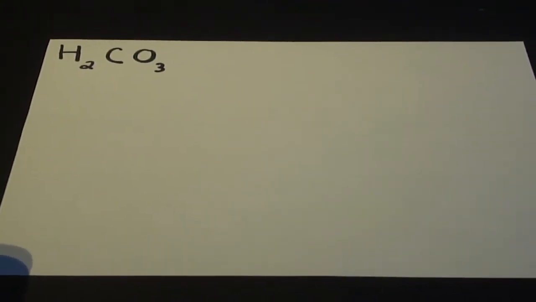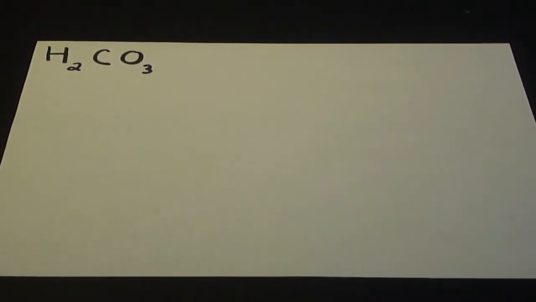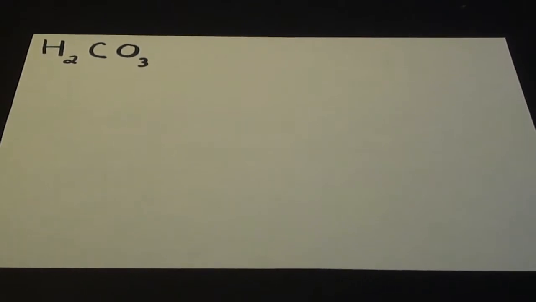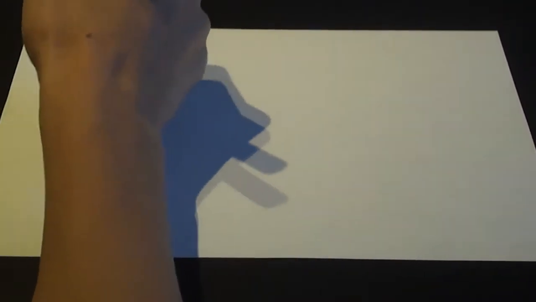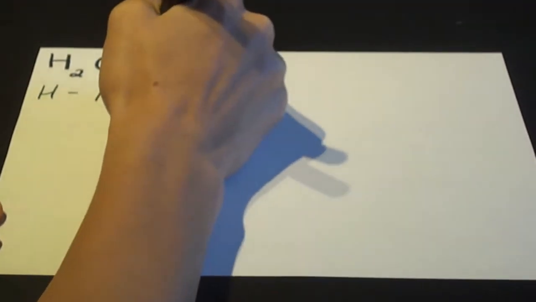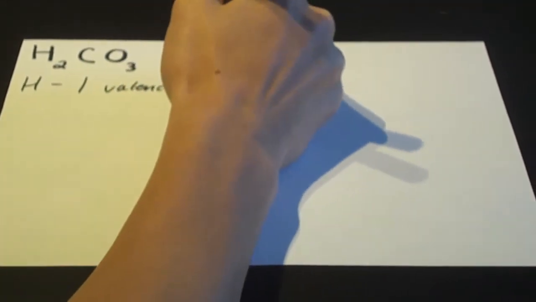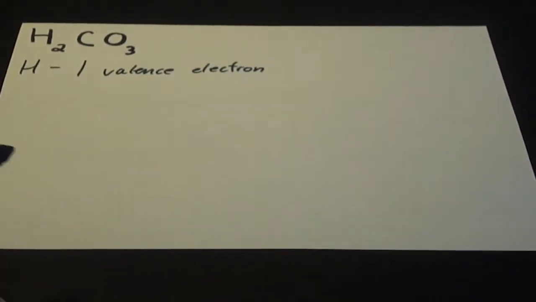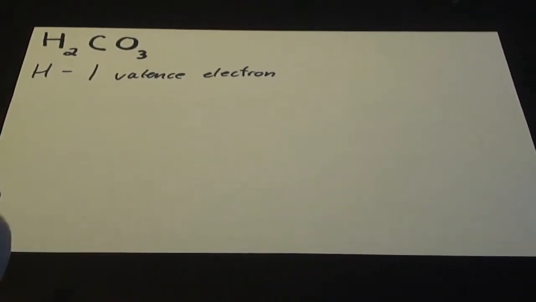To create the Lewis structure of carbonic acid, we must first evaluate how many valence electrons each element has. First we have hydrogen. Hydrogen has one valence electron. Now, a valence electron is an electron in the outermost energy shell, and those are going to be the electrons that are going to be bonding with each other.